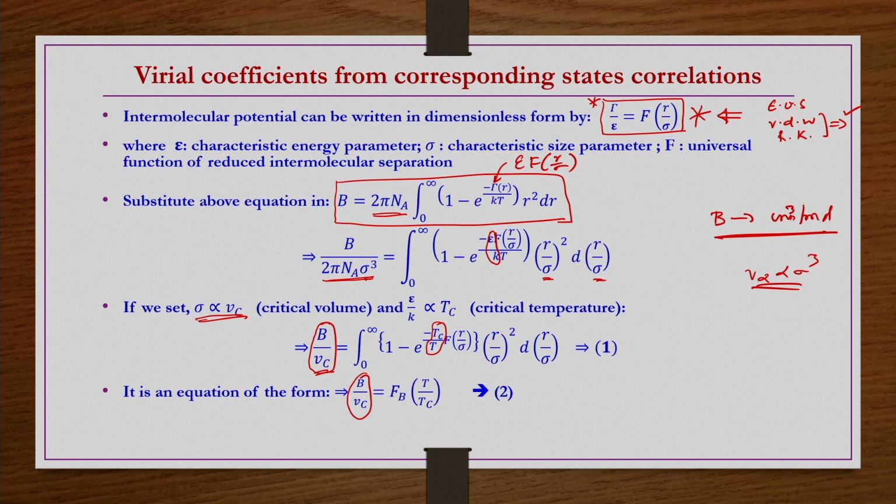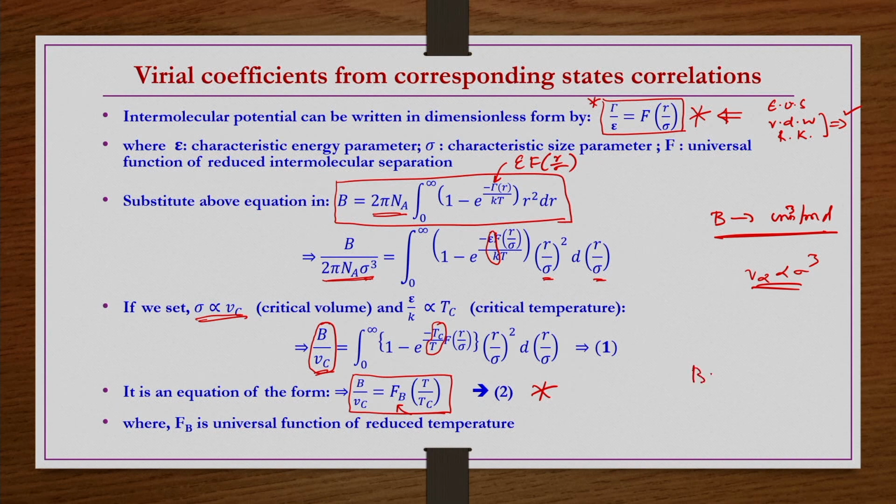Analogous to the dimensionless intermolecular potential, according to the corresponding states theory, gamma by epsilon equals a universal function of r by sigma. Similarly, we can have a dimensionless reduced second virial coefficient as a universal function of reduced temperature for a given class of fluids. Since this B is only for the virial equation of state, this universal function is also only for fluids obeying the virial equation of state. So we can say Fb is nothing but a universal function of reduced temperature.